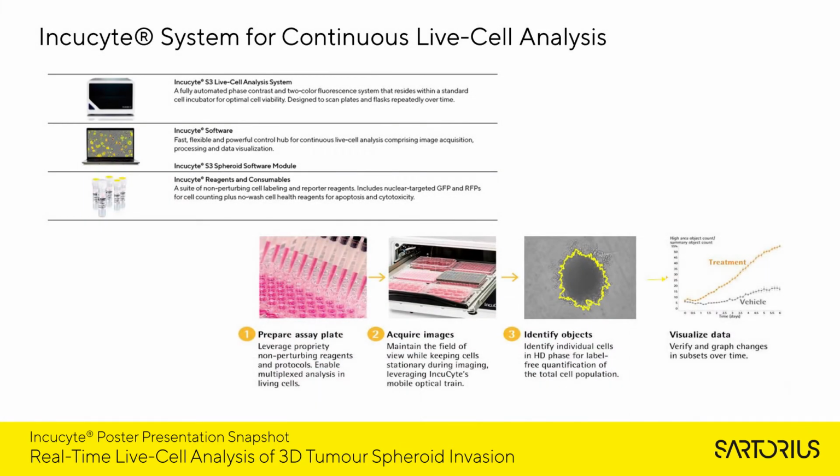The IncuCyte system is a real-time quantitative live cell imaging and analysis platform, and it enables visualization and quantification of cell behavior over time. And it really works by automatically gathering and analyzing images around the clock within an incubator. This live cell imaging system, together with simple workflows like the one described here and non-perturbing reagents, provides ease in assay setup, image acquisition, and data analysis. So this poster really describes the use of this IncuCyte system and the validated 3D single spheroid invasion assay to study the invasive potential and capacity of malignant tumour cells.